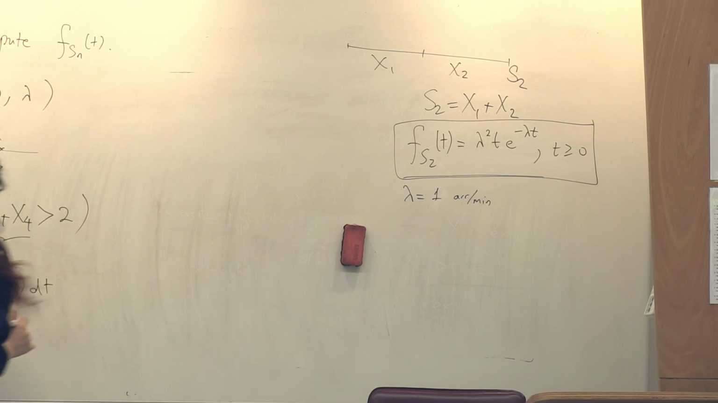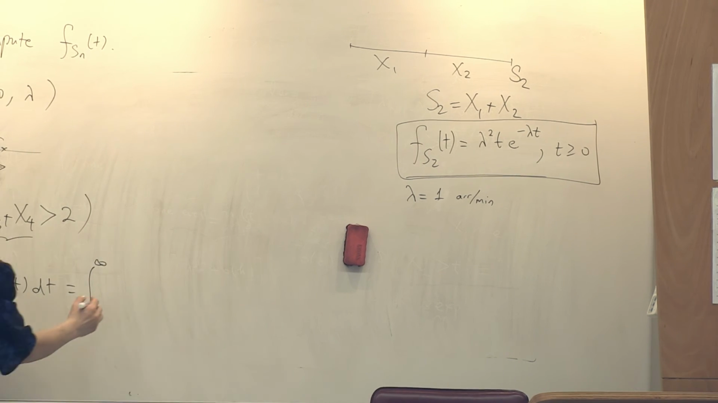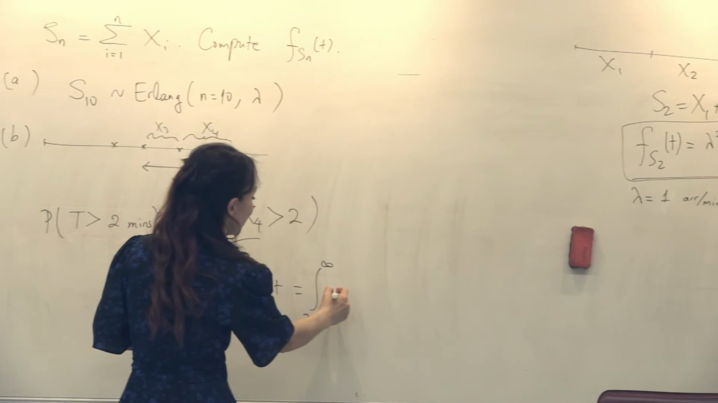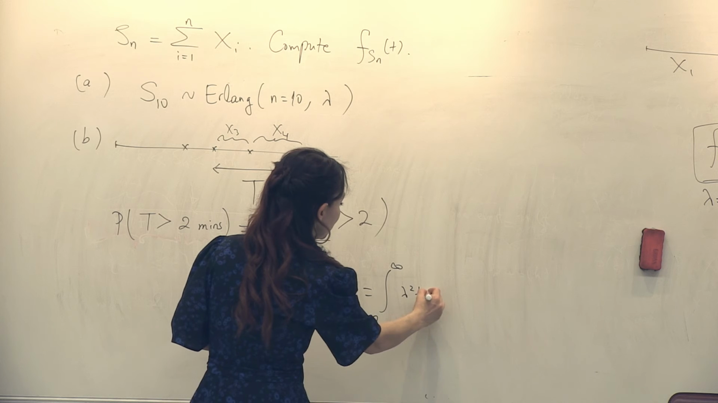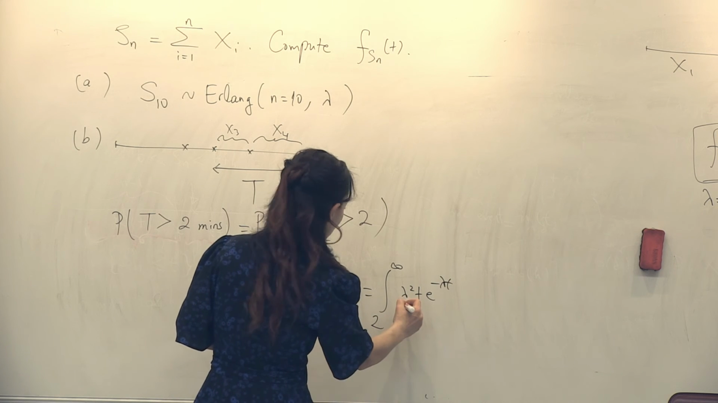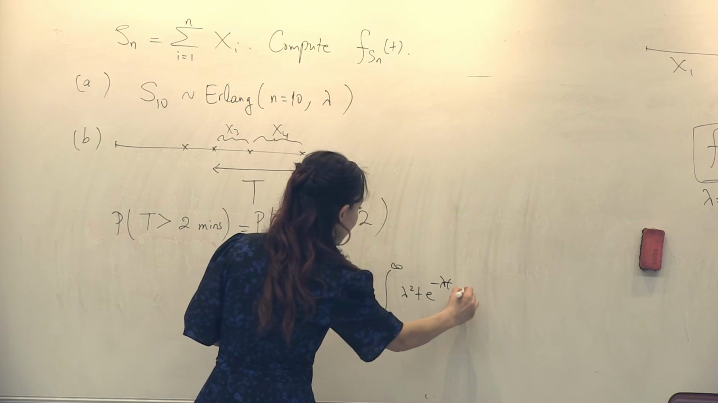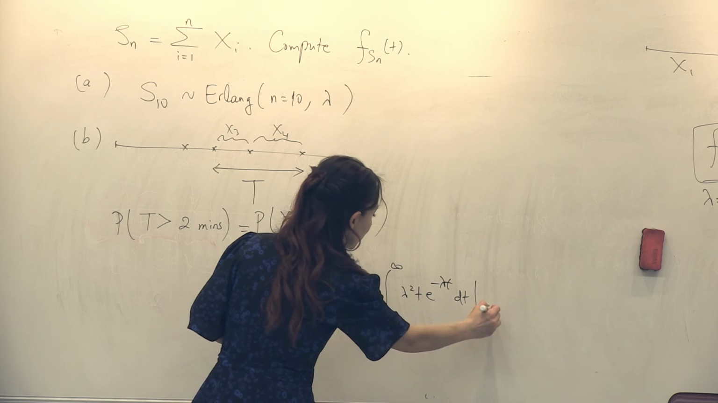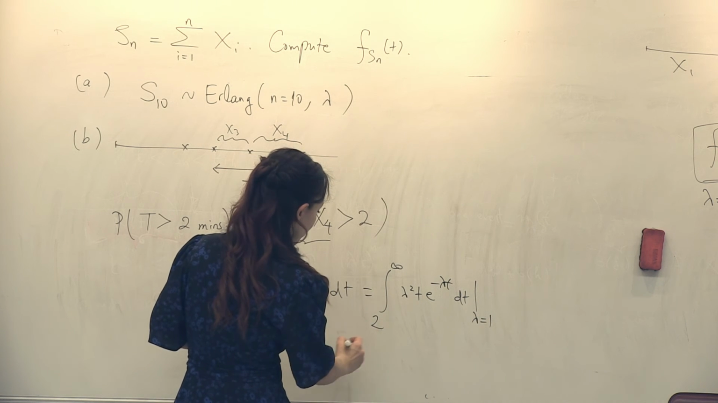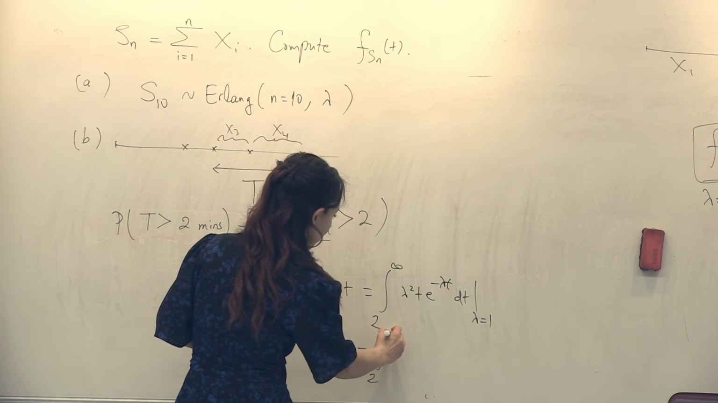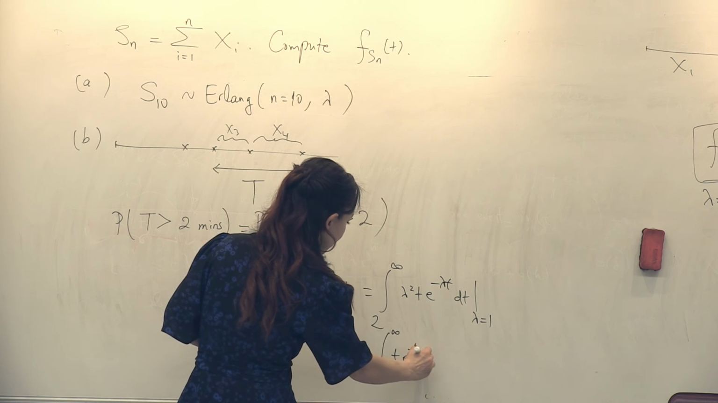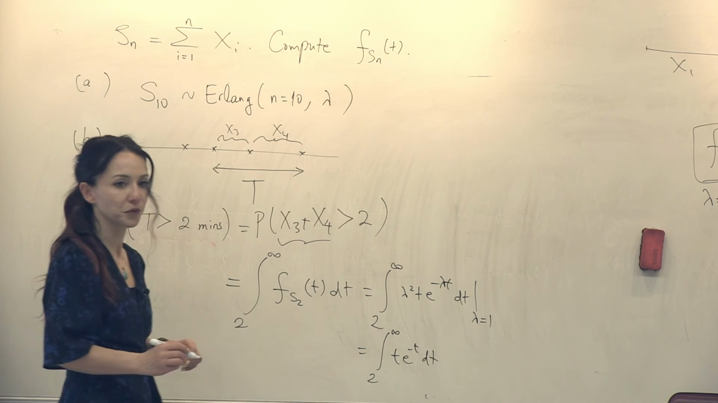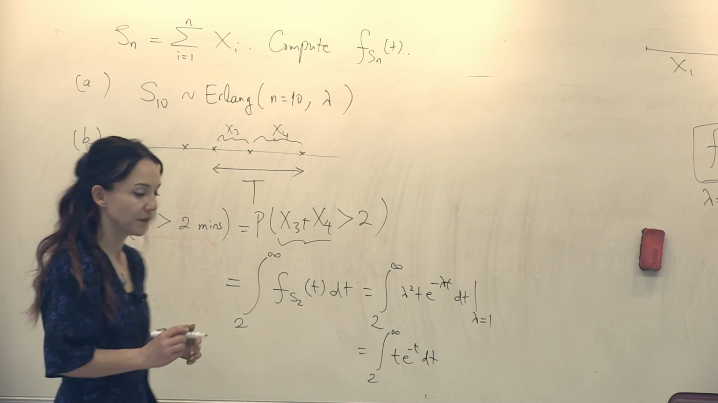Right? So, to infinity. Maybe let me leave it as lambda for now. Lambda squared t e to the minus lambda t dt, where lambda is 1. So this is the integral from 2 to infinity of t e to the minus t dt. Very easy to compute.